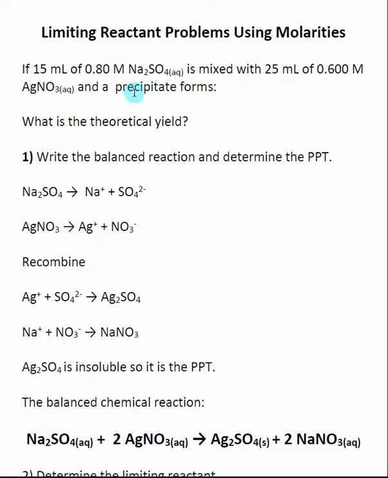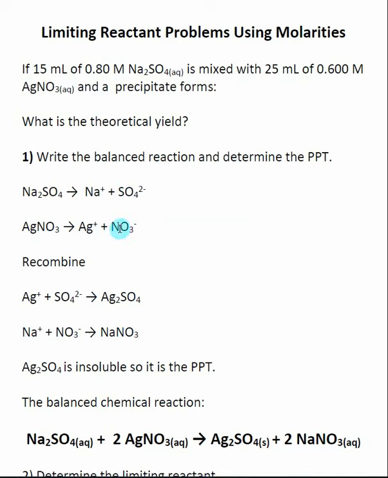The first thing I want to do is find out what reaction's going on, balance it, and then determine the precipitate. So here we want to take our soluble salts and figure out what ions they form when they're dissociated, and we want to recombine those ions to make our products. We're mixing sodium sulfate and silver nitrate together. Sodium sulfate, when it dissociates, makes Na+ and SO4 2-, and silver nitrate makes Ag+ and NO3-. So we take the positive from one and the negative from the other, and recombine them to get our products.